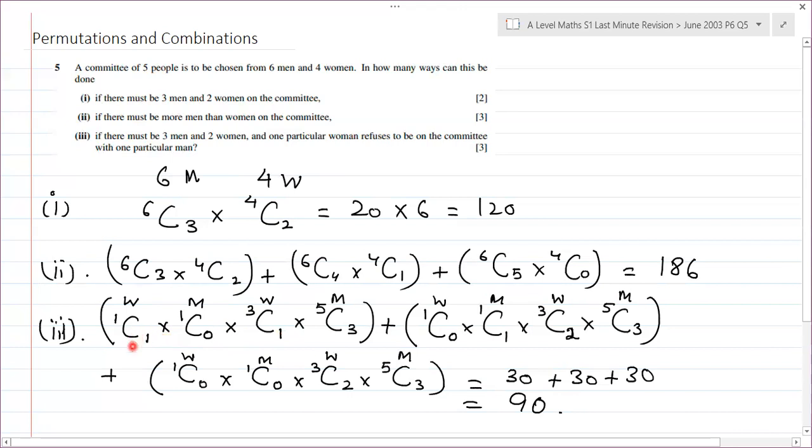Yeah. Because I get 1 over here, 1 over here, 3 over here, 10 over here. I get 1 over here, 1 over here, 3 over here, 10 over here. 1, 1, 3, and 10 over here. So I get 30 in each bracket. So that's 30 plus 30 plus 30 is equal to 90 as my final answer.